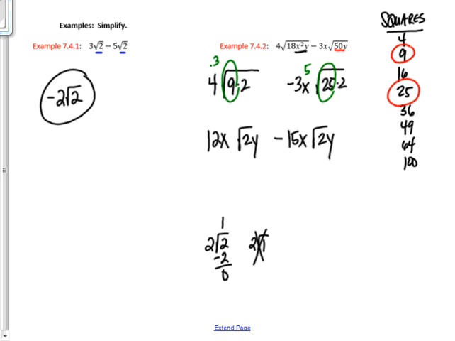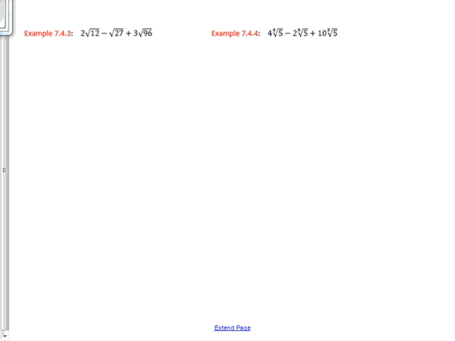Now, are these like terms? Yes, they're both square roots of 2y, so you can put the fronts together. 12x minus 15x is a negative 3x on the square root of 2y. So you have to get them to be like terms. Let's look at the next ones.